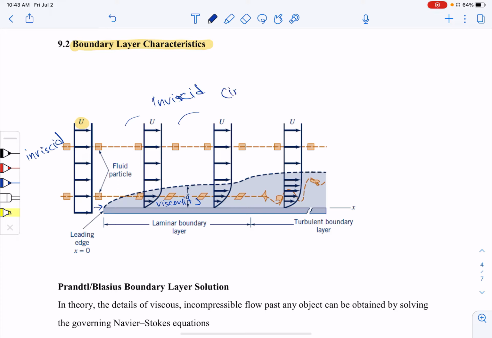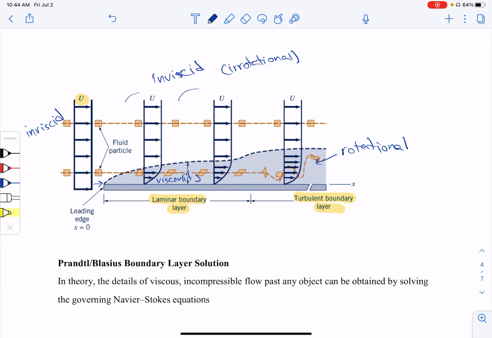We also call it irrotational. The flow is said to be irrotational out of the boundary layer and rotational here in the boundary layer. And this rotation implies the vorticity, right? And then here we're going to have the laminar boundary layer and the turbulent boundary layer, and we can know it by solving and knowing what is the critical position for the transition.